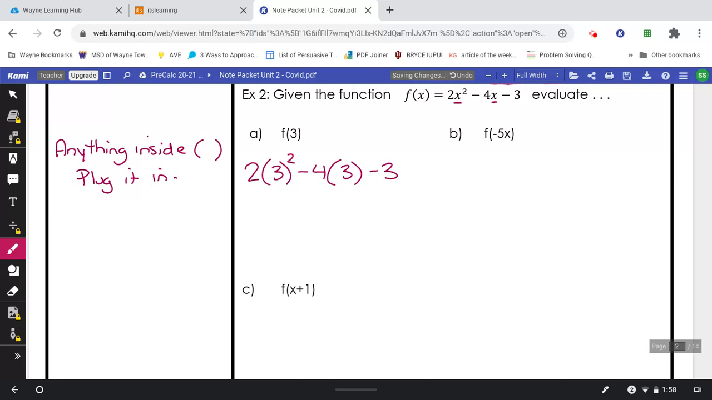And then make sure you're following correct order of operations. Think PEMDAS. So first is parentheses, but there's nothing inside my parentheses to do. I just have 3's there. So then I move on to my exponents. 3 squared is 9.